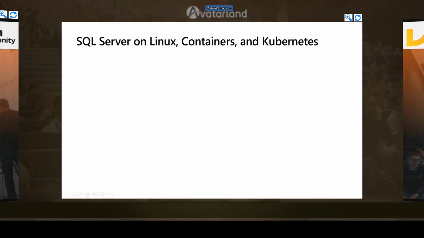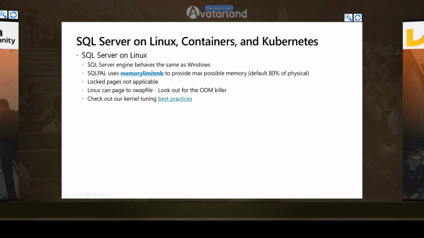Okay, let's talk a little bit about Linux and then talk about Azure as we finish up today. We have about 9 minutes left in our presentation. So, SQL Server on Linux. The engine of SQL Server is the SQL Server engine from Windows running on Linux, okay? So the engine behavior I've described is pretty much all the same. The only difference is this: the operating system behind the scenes that causes or signals memory pressure is different because it's running Linux. So in fact, we have something called a memory limit MB configuration value that is going to provide the maximum possible memory to SQL.